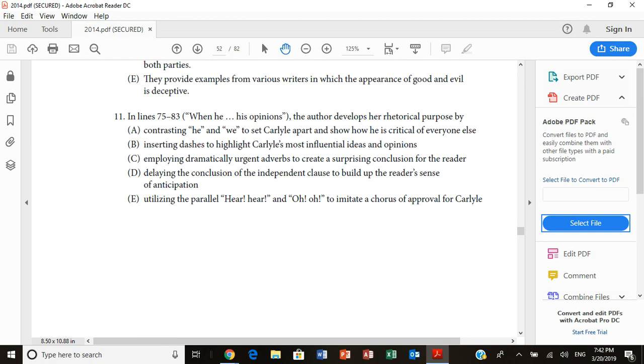But the delaying of the conclusion of the independent clause to build up the reader's sense of anticipation is this final praise. It's the icing on the cake here in this sentence, and it is the best of those answers. So the correct answer of 11 is D. That was a very challenging question, I think, because, in fact, all of the rhetoric mentioned there happened in that passage, so you couldn't rule out anything easily.